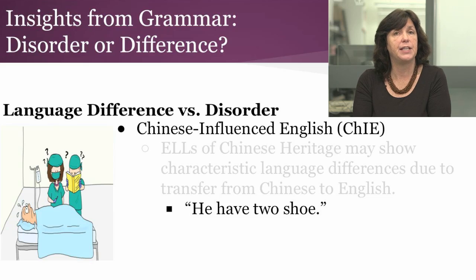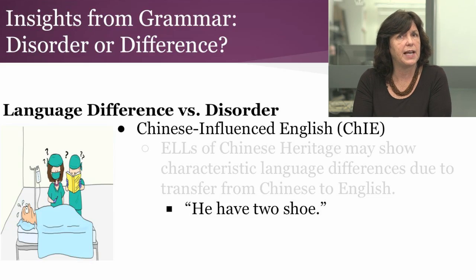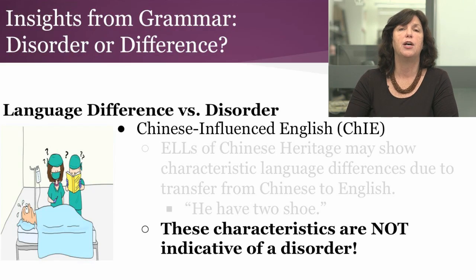An ELL of Chinese heritage, however, might say, "He have two shoe," due to the difference in subject-verb agreement, have versus has, and plural inflection, two shoe versus two shoes. Does that mean this student has a language disorder? No. We might expect an ELL of Chinese heritage to demonstrate these characteristic features of interference or transfer between Chinese and English.